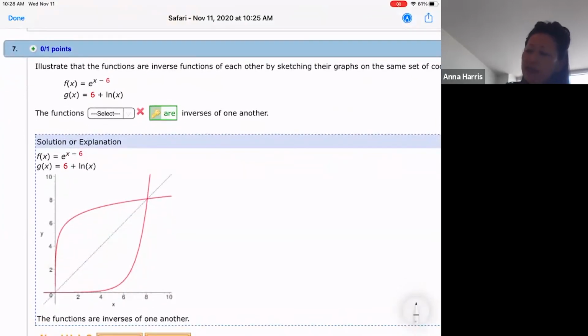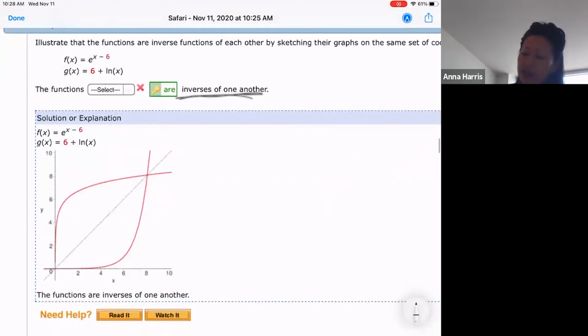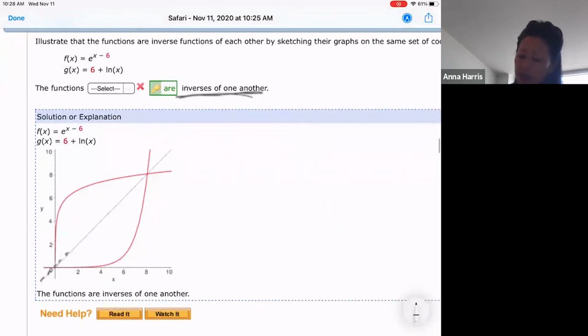Okay, if they're inverse to each other, as you can see through this line y equal to x, they have to be mirror images. This graph and that graph have to be mirror images. As you can see, they are. So that's how you know they're inverse to each other.